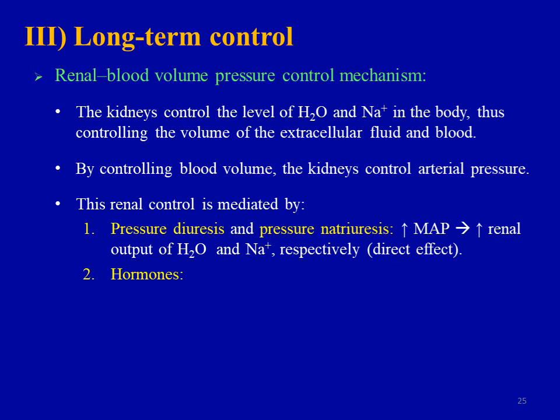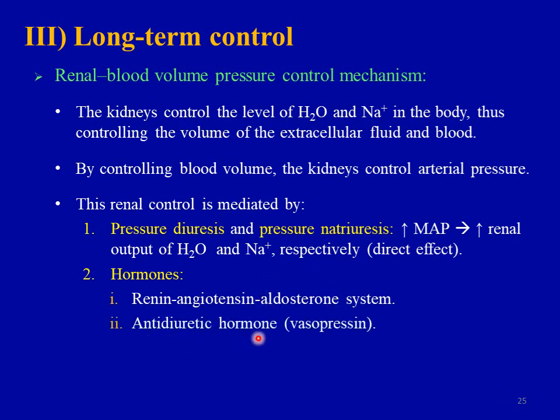Another mechanism under the renal control, or another player in the renal control mechanism, are the hormones. And we have different hormones. We have the renin, angiotensin, aldosterone. As I said previously, aldosterone needs time to become a player in the mean arterial pressure. We have the antidiuretic hormone, ADH, which is called also vasopressin because it can cause vasoconstriction. It is released from the posterior pituitary gland. And we have the atrial natriuretic peptide, the hormone ANP.